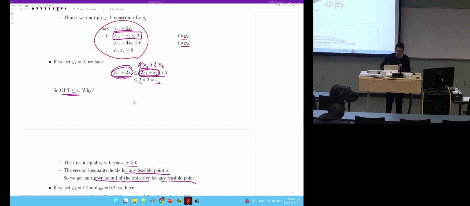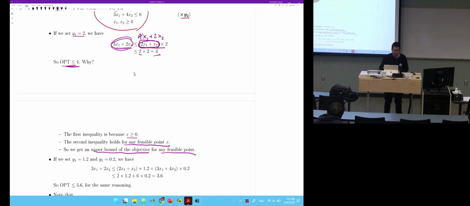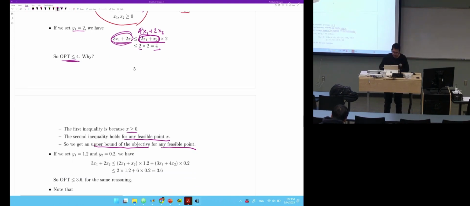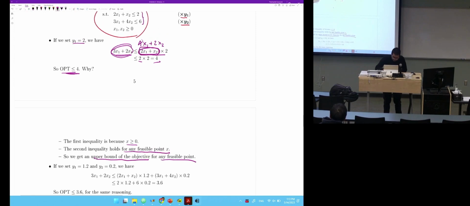So what if I do something similar? I don't need to just set y1 only. What if I try to find some linear combination of the constraints so that it dominates the objective? So let's say that I now set y1 to be this, y2 to be this thing. Multiply the first constraint by y1, the second constraint by y2. And I can check that this sum is at least this objective.